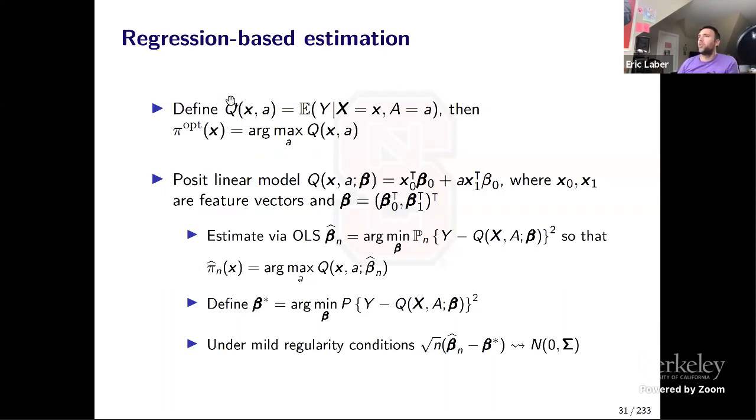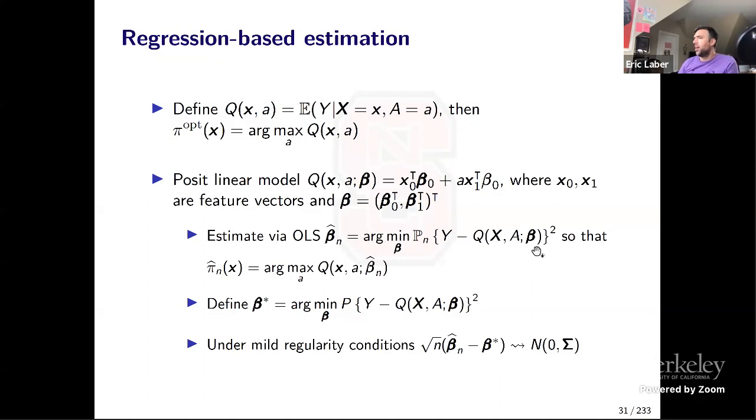We'll define Q(X, A) to just be the expectation of Y given X and A. Then the optimal regime, pi opt of X, is the argmax over A of Q(X, A). Or, this is one of the optimal regimes, and it can be defined this way. Let's suppose that we posit some kind of linear model, say Q(X, A; beta), which is X0 transpose beta 0 plus A times X1 transpose beta 1, where X0 and X1 are feature vectors and beta is just the beta 0, beta 1 vectors concatenated. And then we'll assume that we estimate beta using ordinary least squares. So beta hat n is the argmin of the empirical expectation of the squared residual, Y minus Q(X, A; beta).